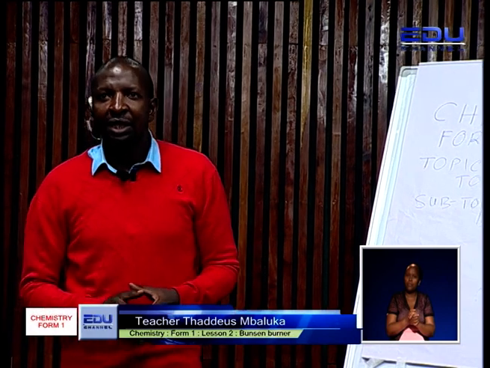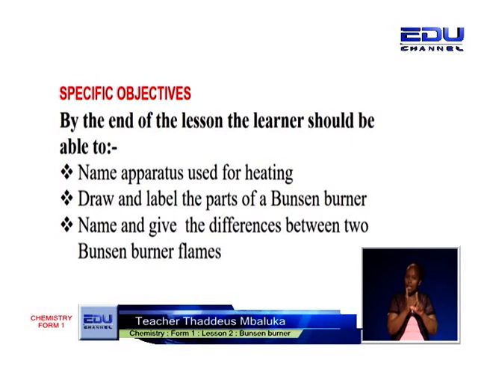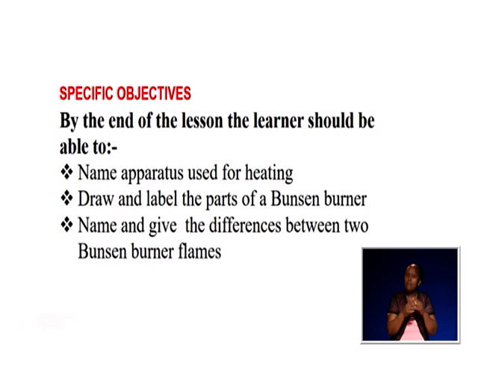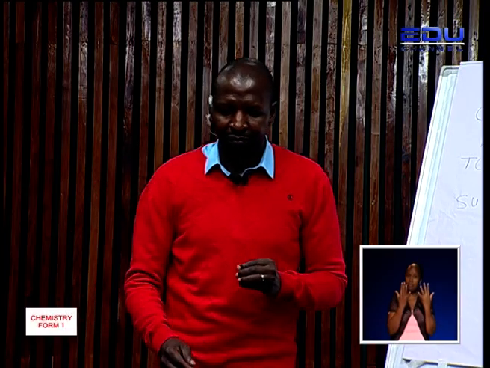Let's look at the lesson objectives. By the end of the lesson, the learner should be able to name the apparatus that are used for heating, draw and label the parts of a Bunsen burner, name and give the differences between the two Bunsen burner flames.